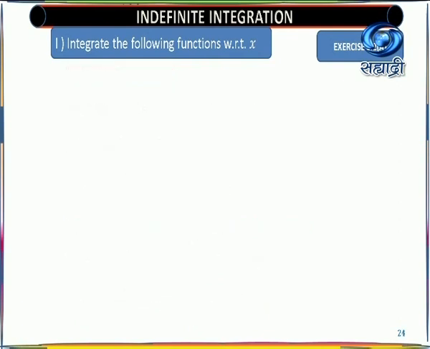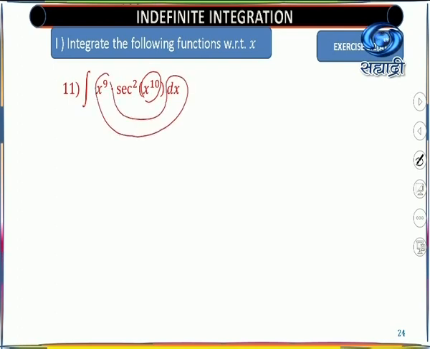Now next example. Next example is again a combination of a linear function, or you can say polynomial, and a trigonometric function. But how to solve this? This is very easy to simplify. The only thing is that you need to substitute x raised to 10 as something. You know that you will get the derivative as x raised to 9. So here only you will get dt. So we'll start with that.